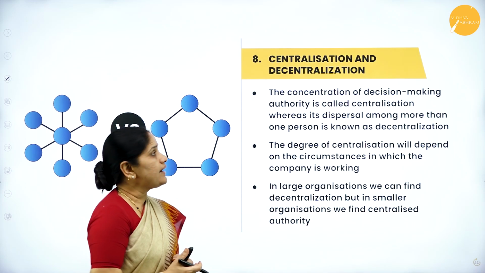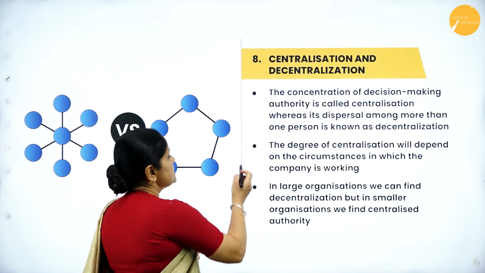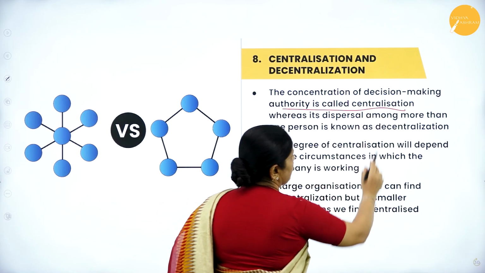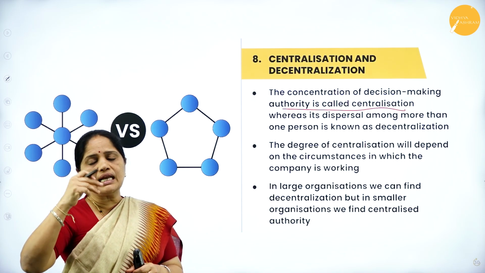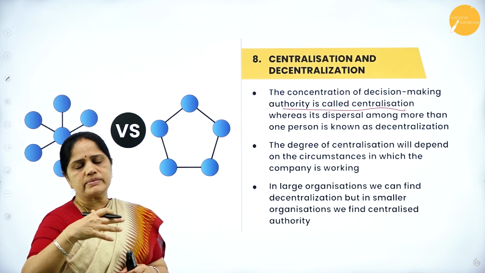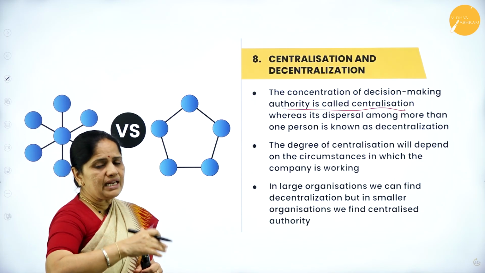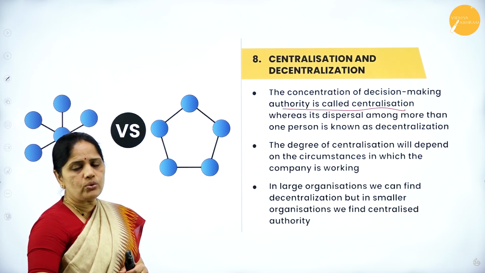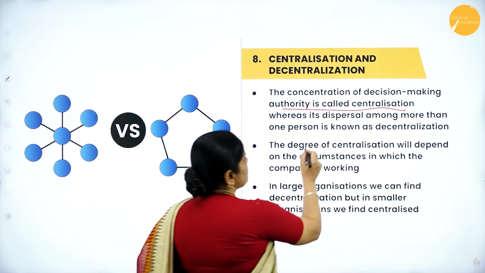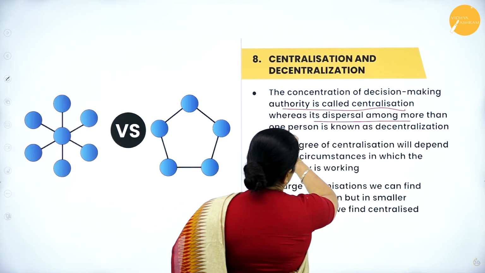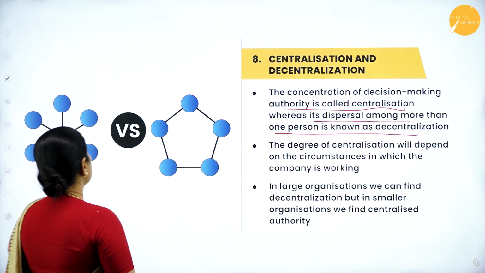Then next we have centralization and decentralization. The concentration of decision-making authority is called centralization. The head of the institution takes all the decisions by himself, so we call it centralization of power. And when he delegates some of his powers to his subordinates, then we call it decentralization. The dispersal of decision-making power among more than one person we call decentralization.